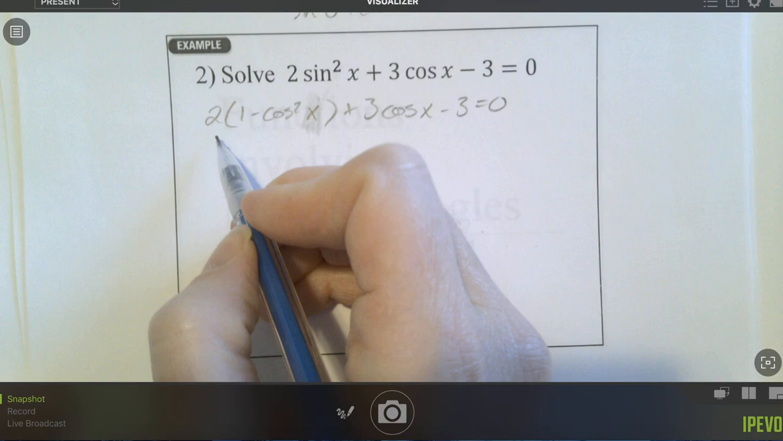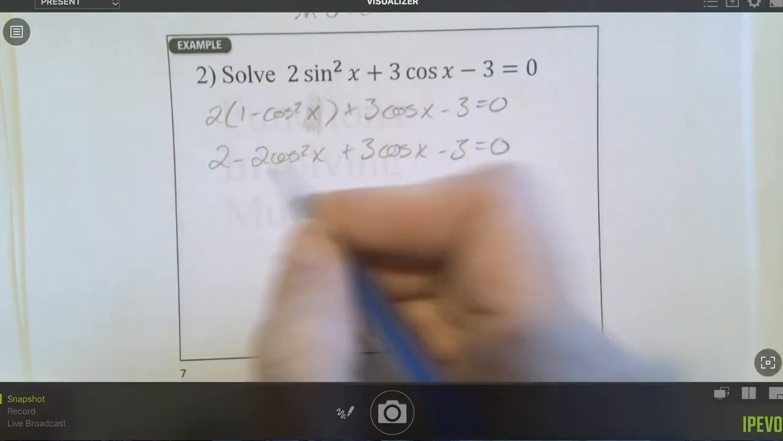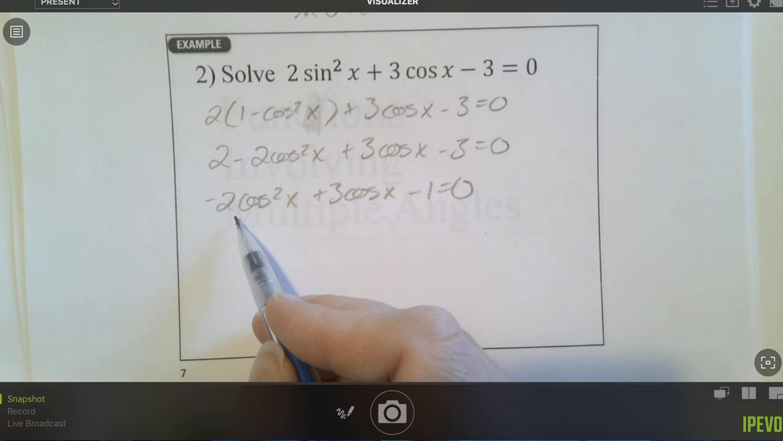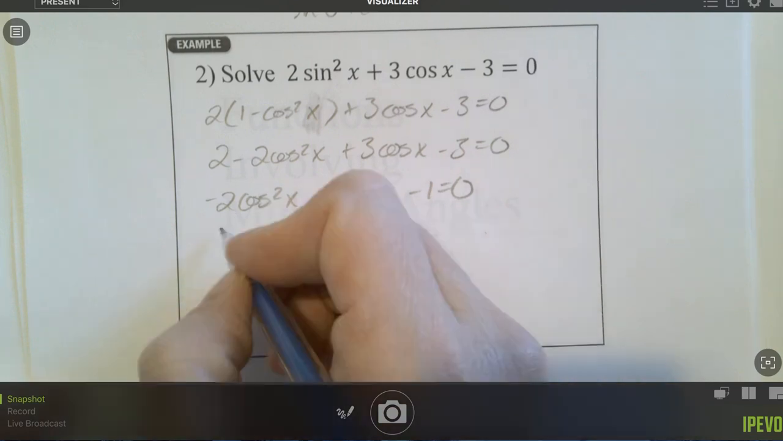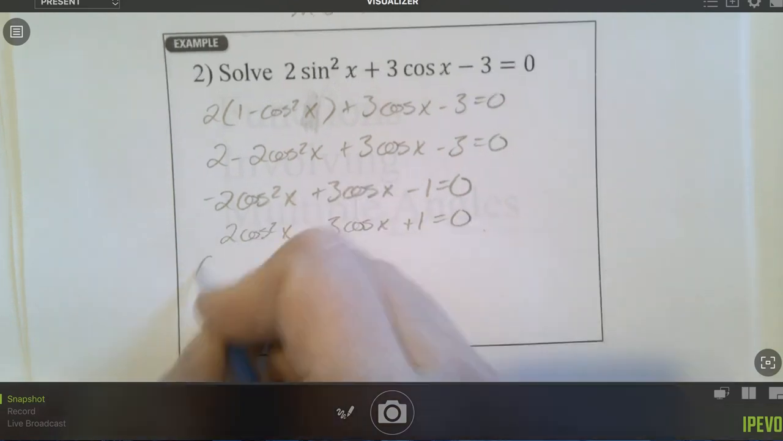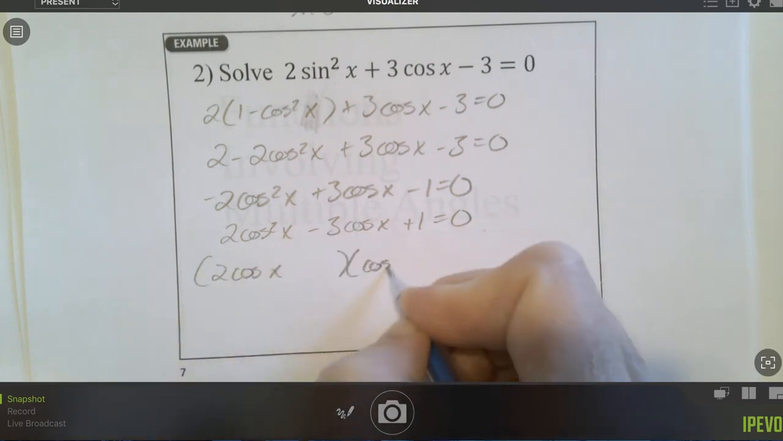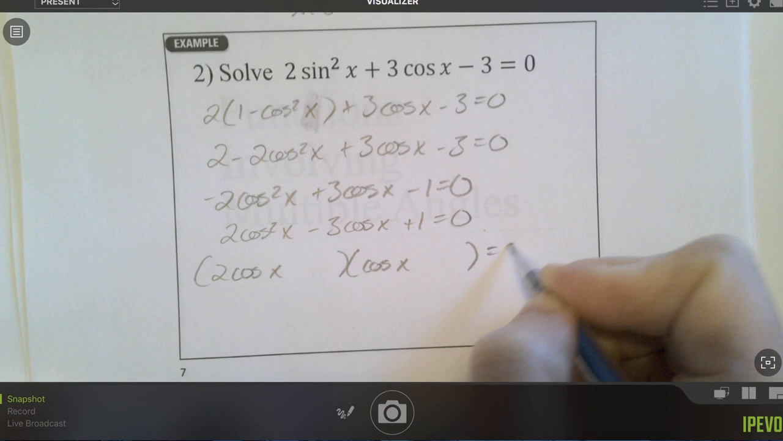And then I'm going to distribute the 2, collect my like terms. Now, I don't like to have a negative quadratic term, so I'm going to multiply everything by -1. And then I'm going to factor that. And if you prefer to use that U substitution that we've done in class, then you can do that. But we're sophisticated now. We can do it without the U substitution.